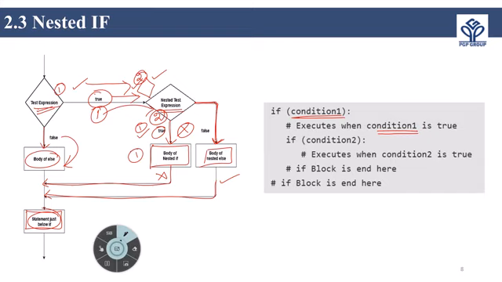Clear? So only when condition 1 is true do we enter the second if. So execute when the condition is true, and then this if block ends. Then this if block also ends here. So this if block is ending, and this if block is ending. Clear?